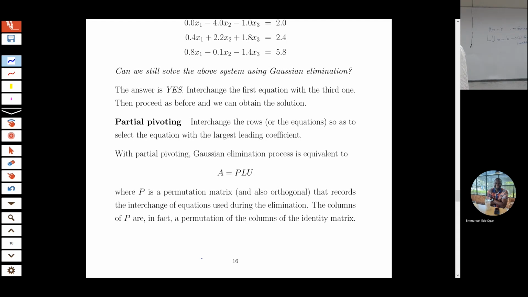A permutation matrix is the identity matrix to which the row interchange has been applied. So we apply the row interchange to the identity matrix, and then we obtain a permutation matrix. The permutation matrix will reflect the row interchange. All the information on row interchange will be stored in the P matrix.